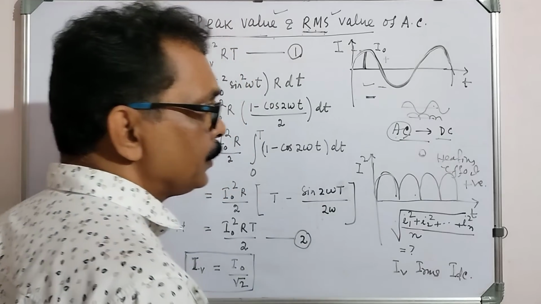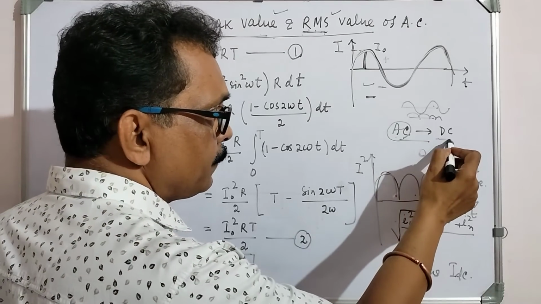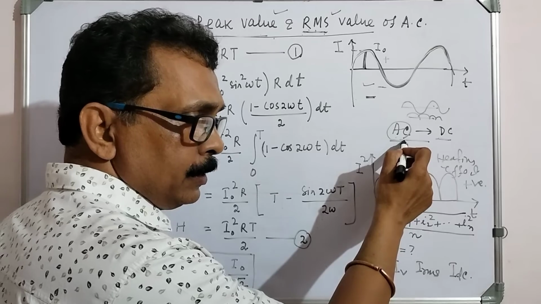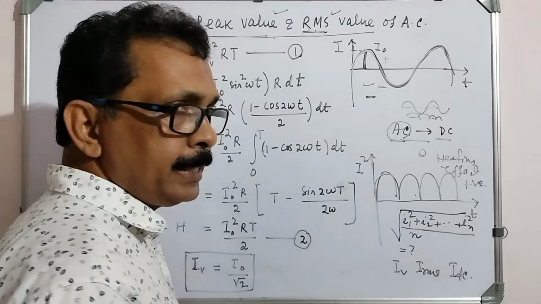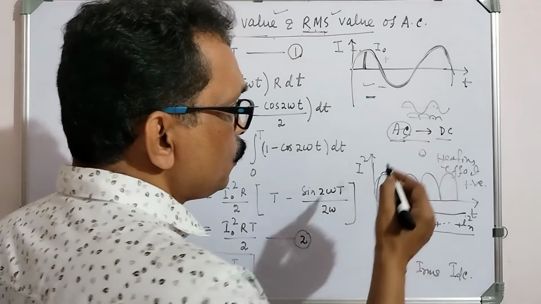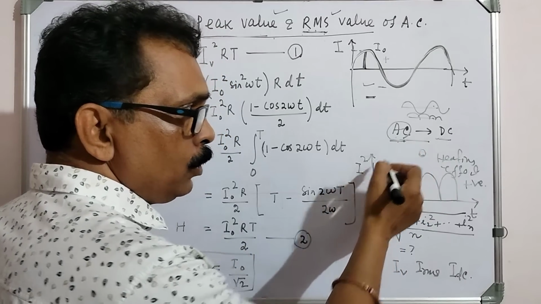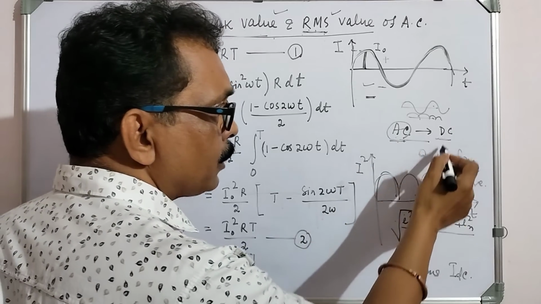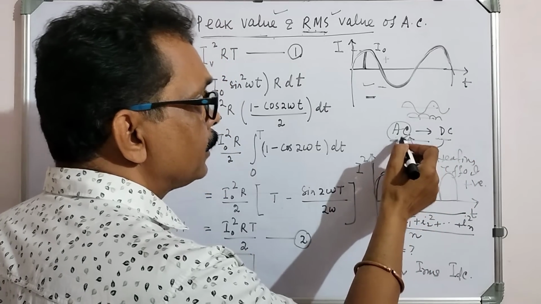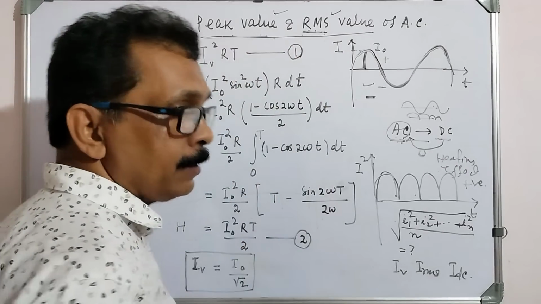That means if you heat a conductor by means of DC and if you heat the same conductor by means of AC, in both cases the heating effect will be the same. So to compare the DC value of AC, you will take the heating effect of DC and compare it with AC, so that you can have a relationship between peak value and RMS value.